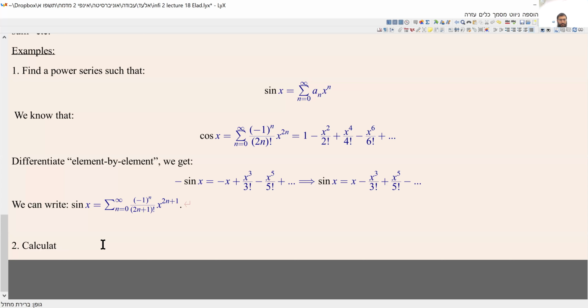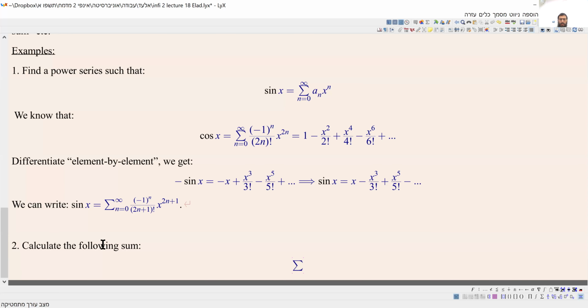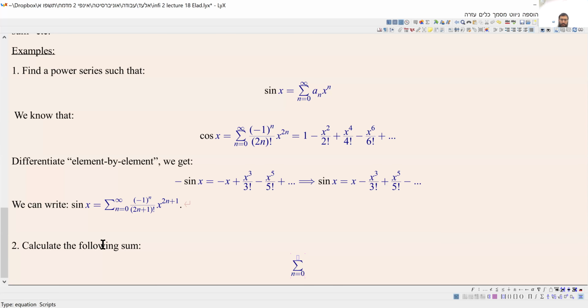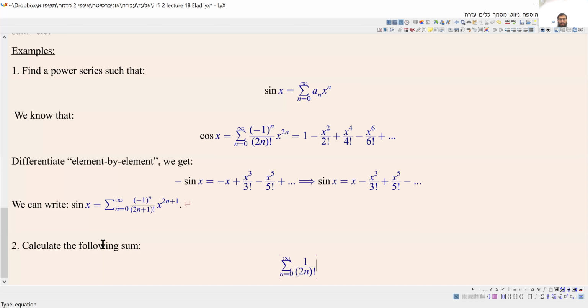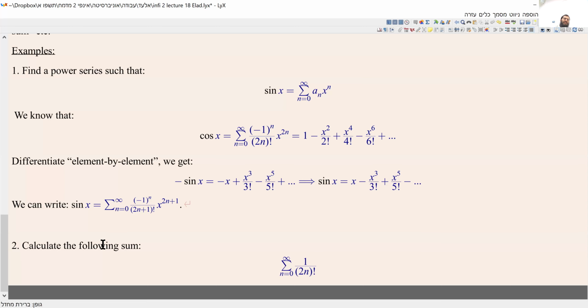Calculate the following sum: one above 2n squared, and n factorial, and that's it.